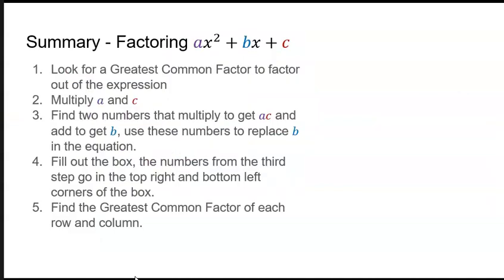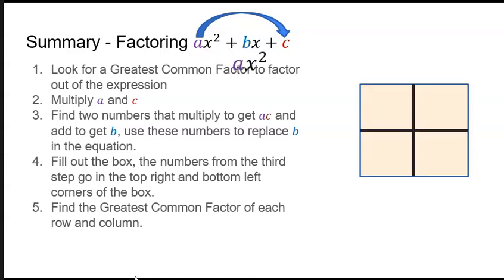Even if there are special cases, these steps will work for factoring all quadratic expressions. First, look for a greatest common factor. If there is a greatest common factor other than 1, factor out your greatest common factor. Then multiply a times c and find two numbers that multiply to get the product AC and add together to get a sum equal to b.